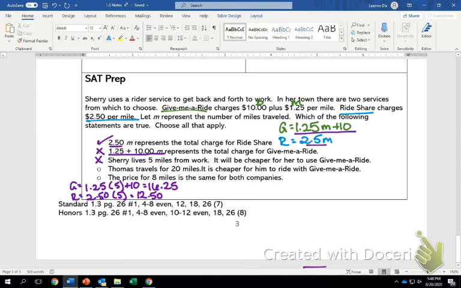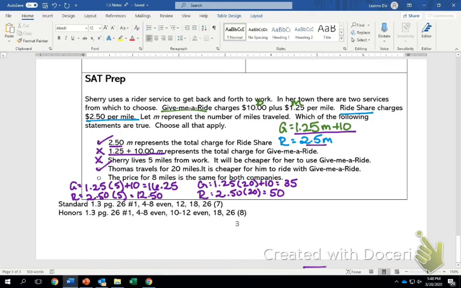The next one says Thomas travels 20 miles. It is cheaper for him to ride with Give Me a Ride. All right, let's plug that in for both of these, see what we get. Give Me a Ride is $35, and rideshare is going to end up being $50. So that is a true statement. Give Me a Ride is going to be cheaper in this case.